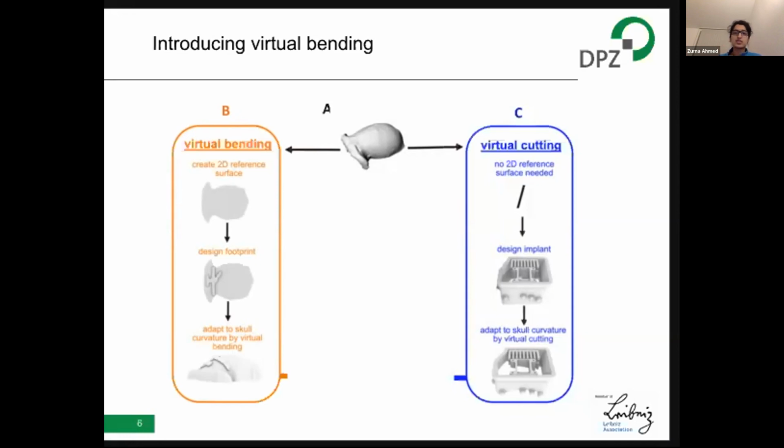And then on this, we design our implant. And then this 2D flat implant is then reprojected into the 3D space, which basically allows you to bend this flat implant around the 3D skull surface. And with this approach, of course, you can also combine your implants and design implants that make use of the virtual bending as well as the virtual cutting.